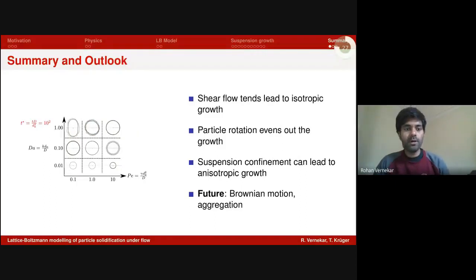So to conclude, what we see in this very simple simulation is that shear flow tends to lead to isotropic growth. And this is because particle rotation seems to even out the growth in all directions for this system. And also suspension confinement can lead to an isotropic growth. Now, since we are in the nanoscale, or we would like to go to the nanoscale experiments, we want to introduce Brownian motion in the future and also particle aggregation. Because definitely shear flow does not seem to lead to different sorts of shapes.